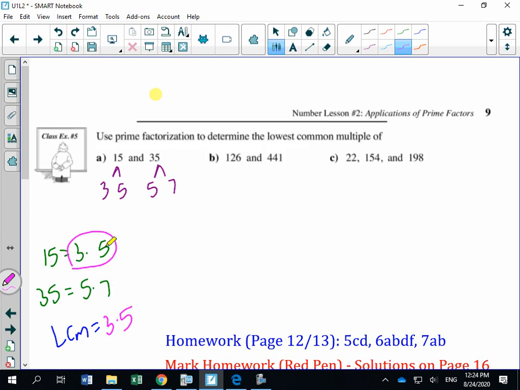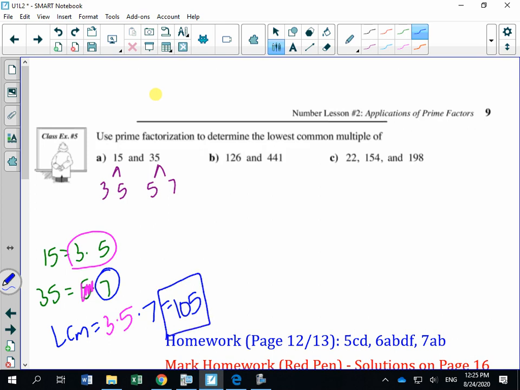I took a 5. I could cancel 1 5 below. So this 5 I could cancel. Now that I'm done my canceling, I take any additional factors remaining in 35, which is 7. So the lowest common multiple is 3 times 5 times 7, and that's 105. Okay, that is your answer.